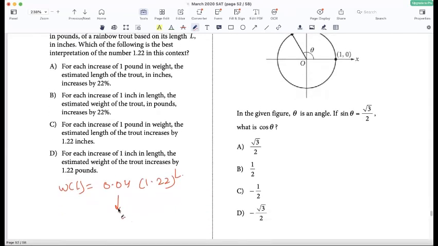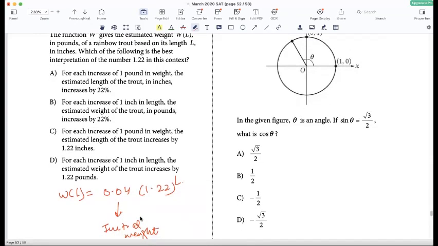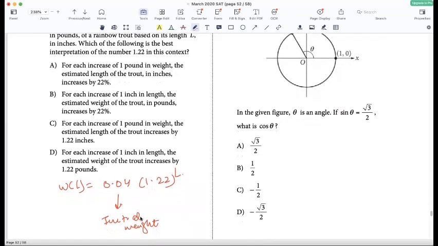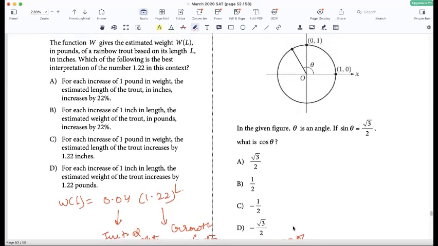So this is the initial weight, which means the weight when the length of the trout is negligible, almost zero. And this is the growth factor, which indicates 1.22, which means a 22% increase in the weight for every 1 unit increase in the length, right? So let's see which option says that.